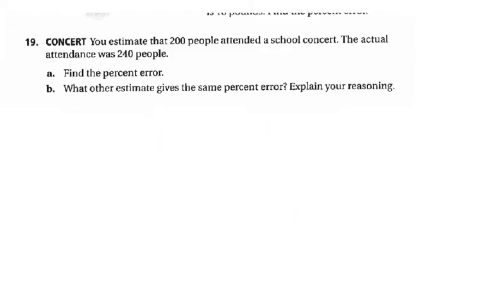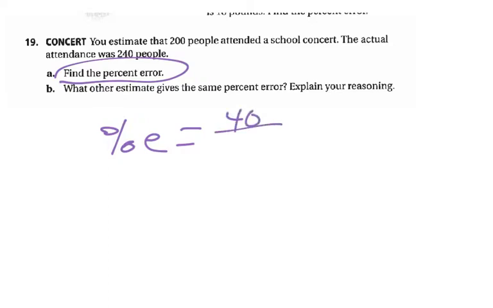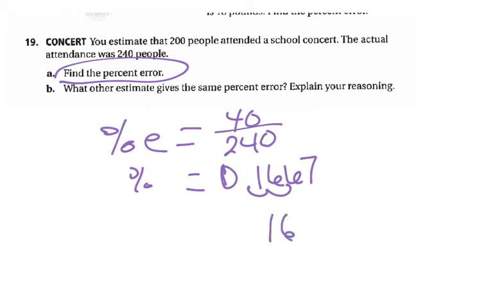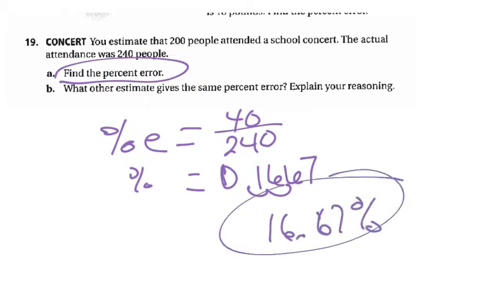Okay. A couple more here. You estimate 200 people are going to attend a school concert, but actually 240 attend. The percent error here is going to be the change, 240 minus 200, which is a 40 person difference, over the actual amount. So you're going to have 40 divided by 240, and you're going to get 0.1667. So the percent of error would be 16.67% for that one.